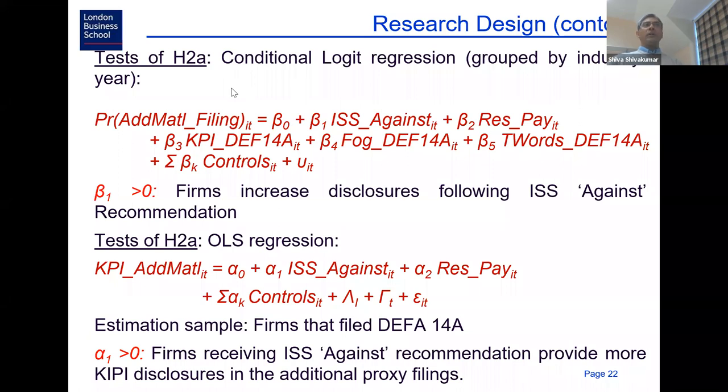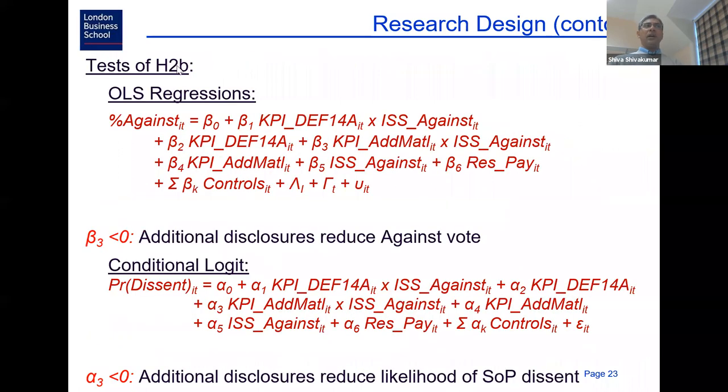We are going to then see whether the information that is in the additional filings, that is the KPIs provided in the additional proxy materials, that's the KPI add materials, actually makes it less likely for companies to get an against vote. If our hypothesis is correct, we expect beta 3 to be negative.